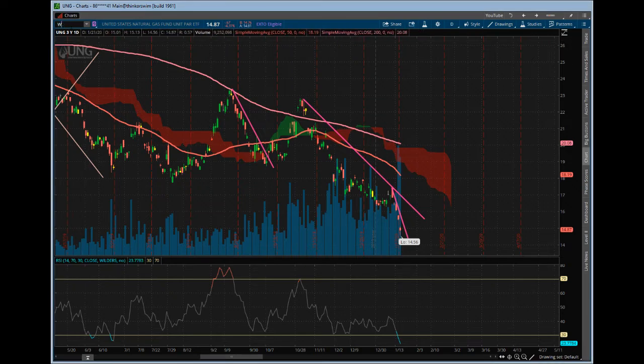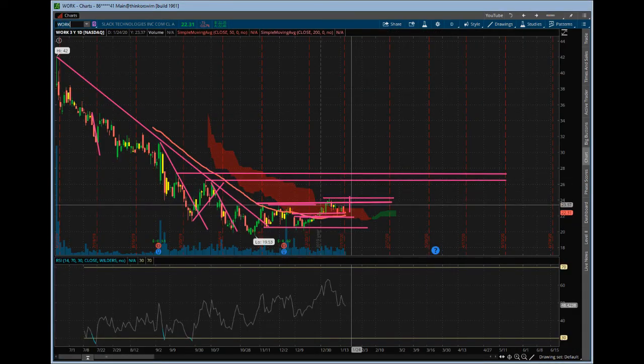Work, yep. Let's take another look at work here. So work, again, I want to see it close above these levels here to get strong to get up to the next ones. GDX.